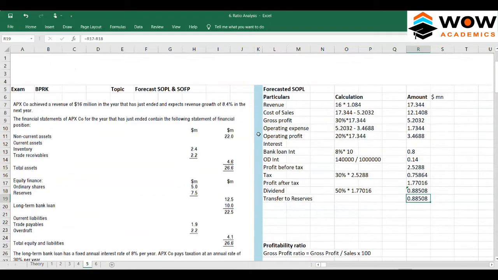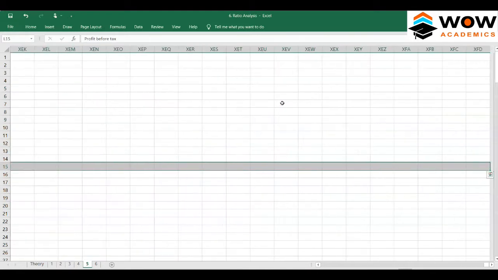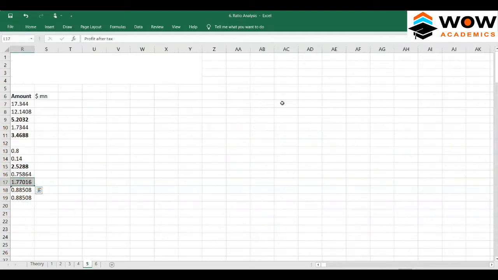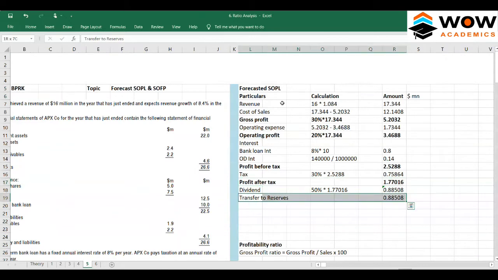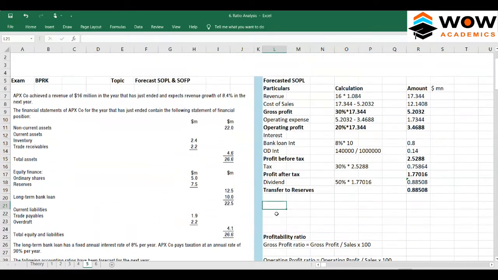Okay, so just highlight certain numbers. Usually the gross profit, the operating profit, profit before tax, profit after tax, and transfer to reserve. These are key numbers. So we'll just highlight that. Next we have to find out our SOFP. So we can start with that.